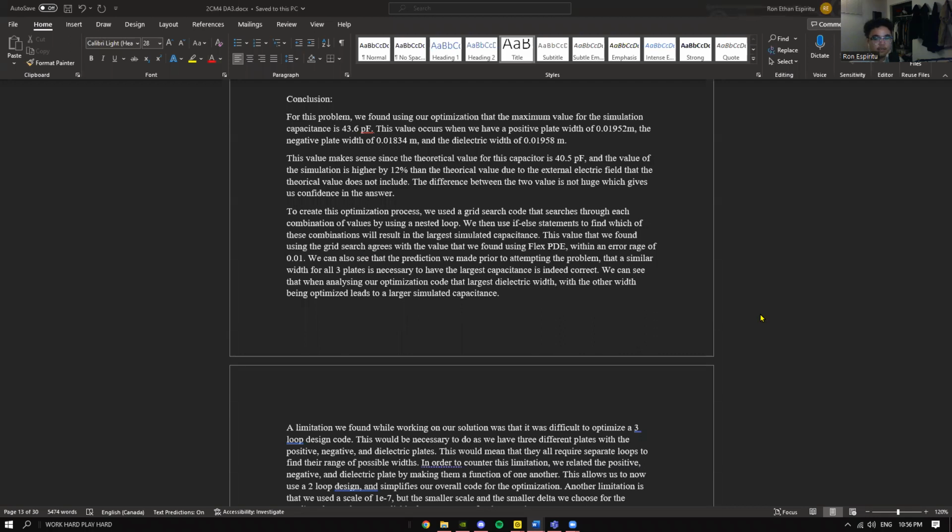Given the constraints, the maximum capacitance we were able to come up with is 43.6 picofarads. This occurs at 0.01952 meters for the positive plate, a width of 0.01834 meters for the negative plate, and a width of 0.01958 meters for the dielectric plate. This value fits with our prediction that the capacitance maximizes when there is little air and maximum area between the plates.